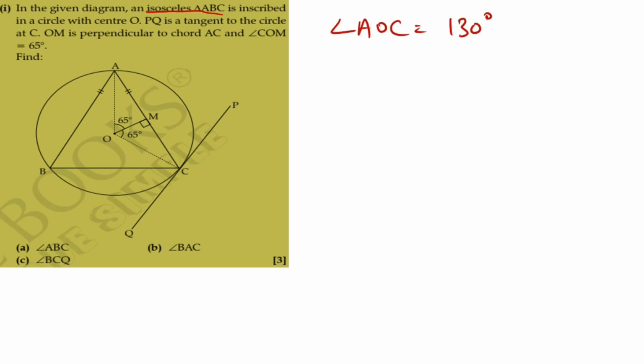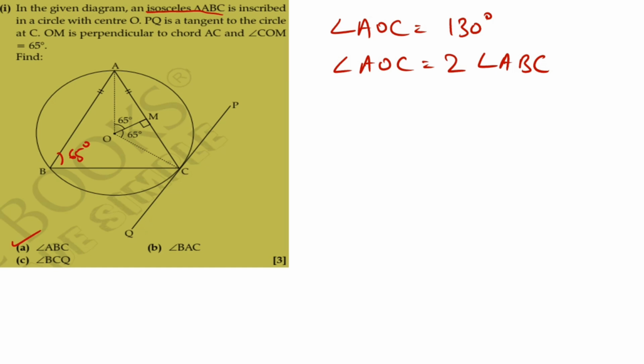Okay, 2 times 65 is written there. Angle AOC is twice angle ABC. The reason is: angle subtended at the center is twice the angle at any point on the circumference. You have to write that statement. Okay, the first part is done. So it will be 65 degrees.